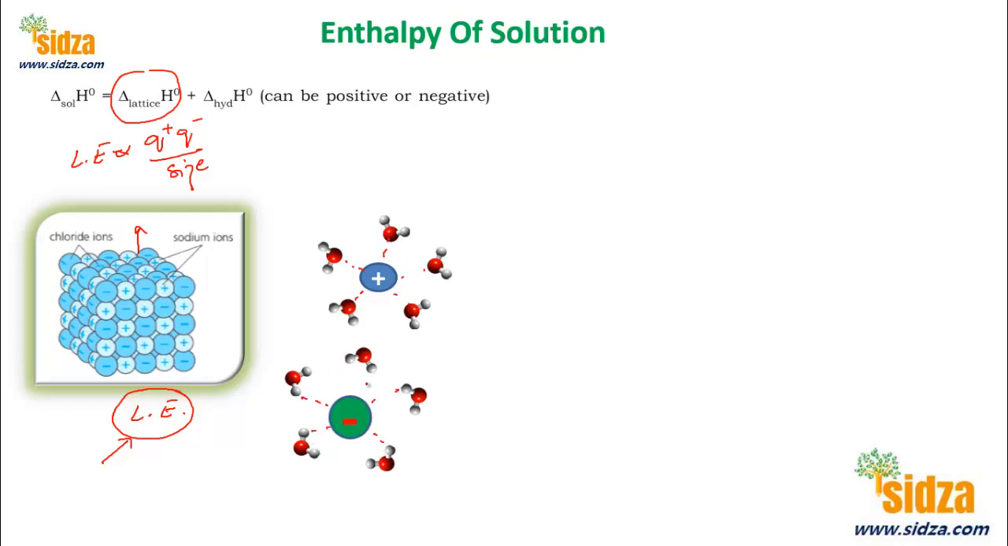Now, the total energy change that occurs in this whole process: if you have NaCl in solid state, you have to first dissociate it into ions. So after you dissociate, what do you get?